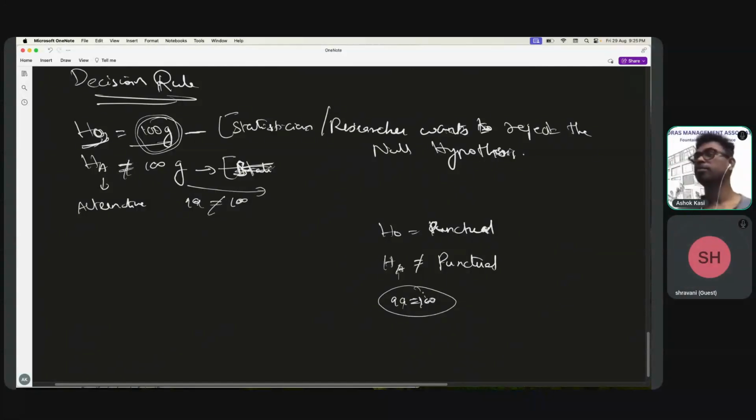Maybe punctual. So your boss says, no, it's fine. 99 is equal to 100 only. It's okay. A person being punctual doesn't mean you have to be 100%. Not necessary, no? So your boss might say, okay, 99 is accepted. Still, the employee is punctual. It is possible.